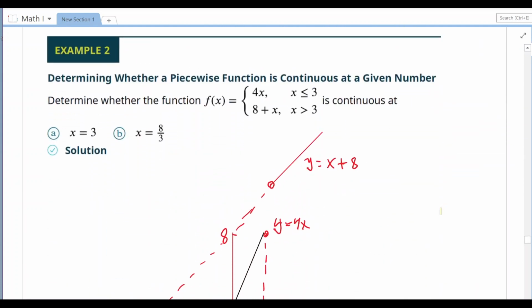Next question, determine whether the piecewise function is continuous at a given number. The function is equal to 4x when x is less than or equal to 3.